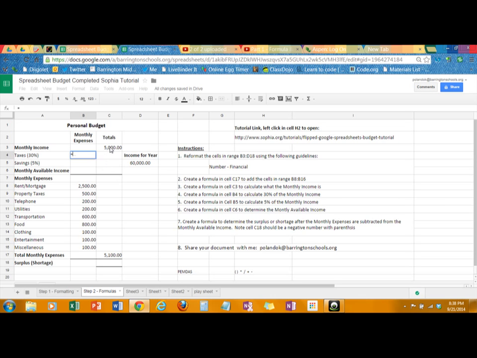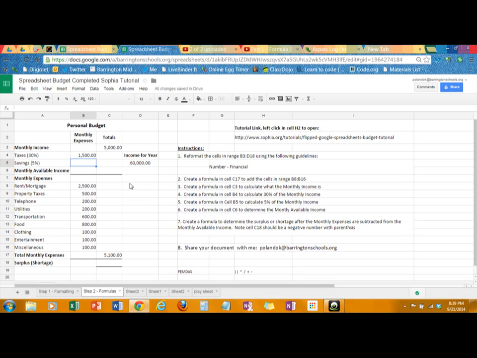We're in step number 4. Our monthly income is C3, so we click on that or type in C3. And to determine the percentage, are we going to multiply or divide? Do you remember? We're going to multiply it by 0.30 for 30%. Hit enter. You should get 1,500.